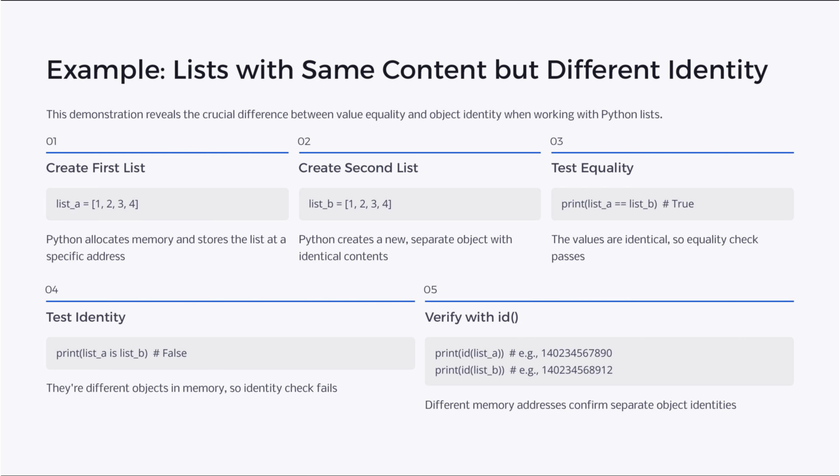Creating two lists with identical contents, list A and list B, results in separate memory allocations. While list A == list B returns true, indicating value equality, list A is list B returns false, confirming distinct object identities. The id function further verifies this by showing different memory addresses for each list.